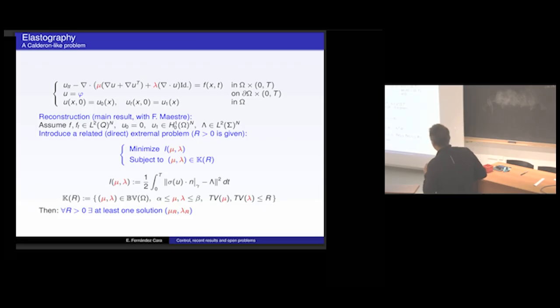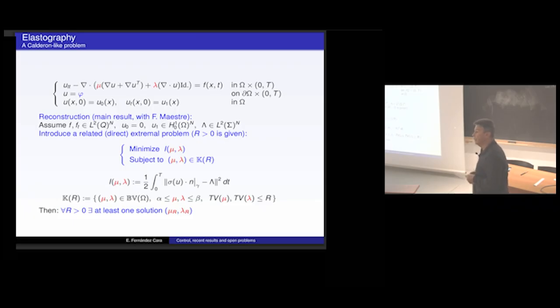In fact, this is equivalent to penalizing the cost with a term in which we have R, the total variation. Another way to look at this problem is to add a penalization term, and this penalization term has to be something related to the total variation.